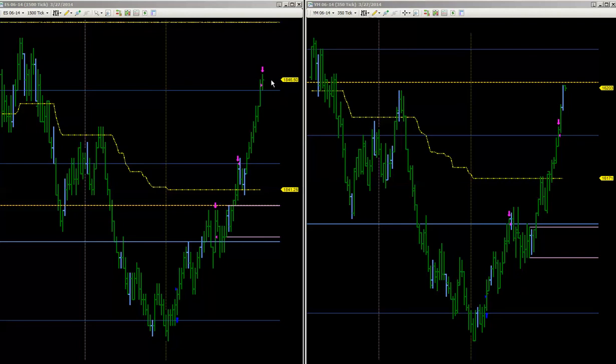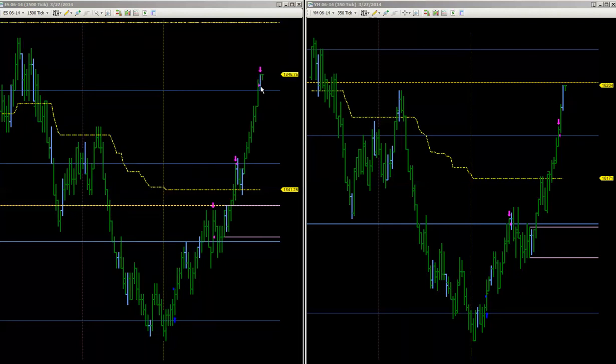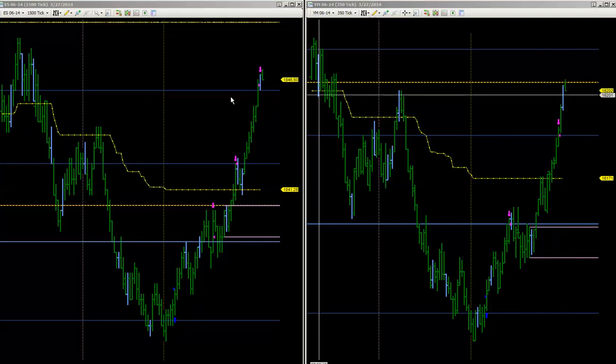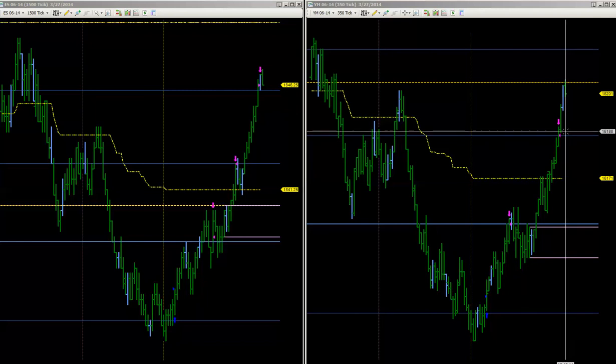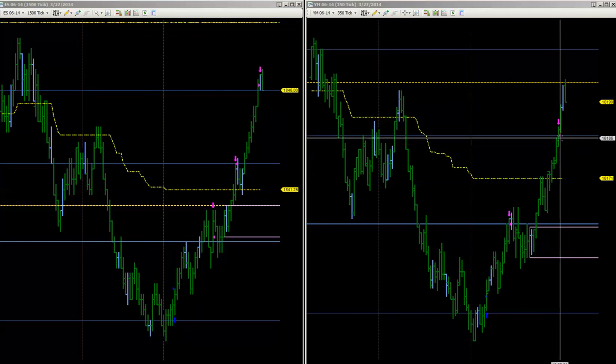Okay, I've been taken out right here at this full move line. I mean this minor move line, and I was taken out here in the YM at this minor move line, and that's it. That's going to be my day right there.